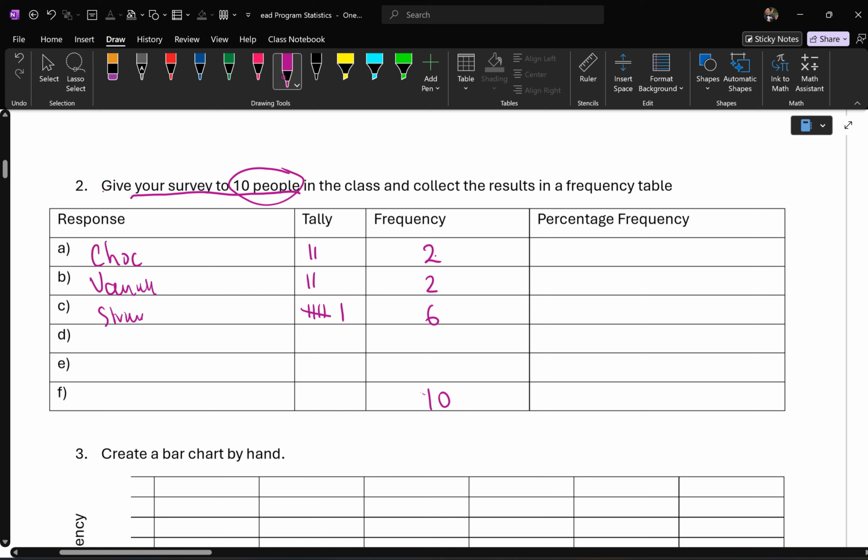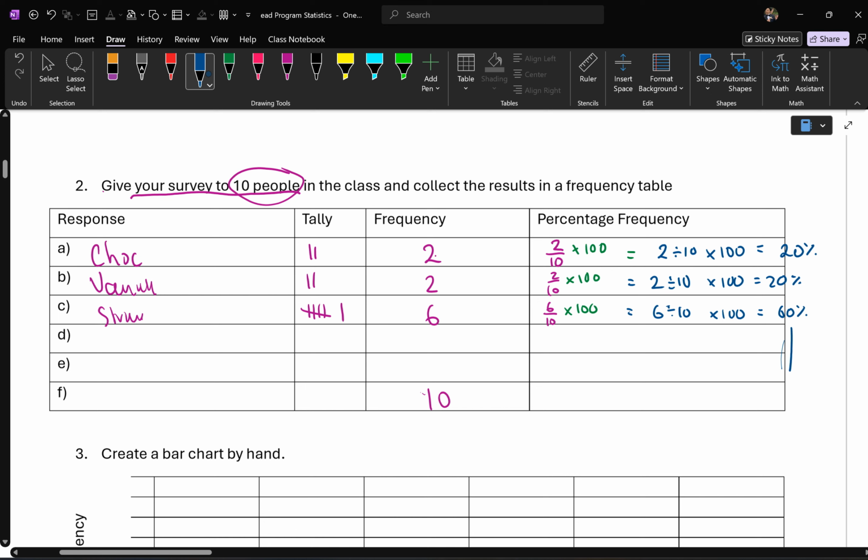So how would you do the percentage frequency? It's 2 out of the 10 people who like chocolate, 2 out of 10 who like vanilla, and 6 out of 10 who like strawberry. To convert this to a percentage, all you have to do is times them all by 100. You can do this on a calculator. You just type in 2 divide 10, because that's what 2 over 10 means, then times 100, and that should give you 20%. This one would be 2 divide 10 again, times 100, which gives you 20% again. And this one would be 6 divide 10 times 100, and that gives you 60%.